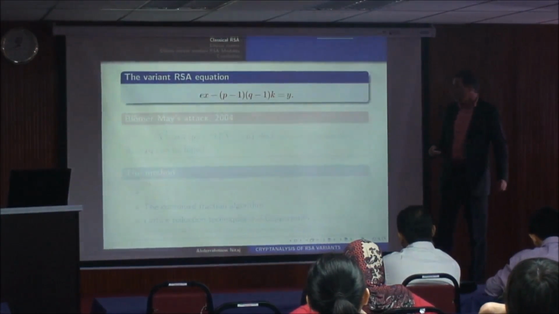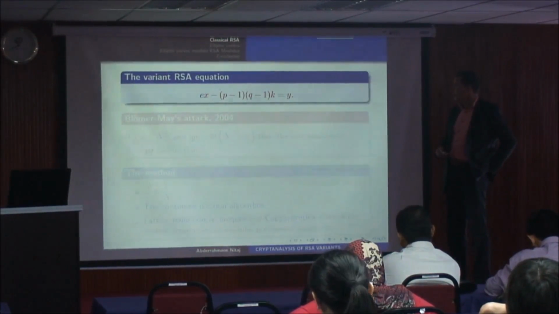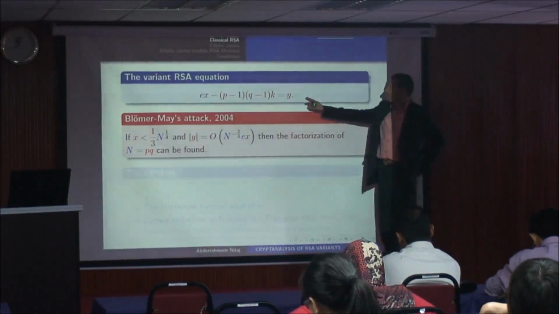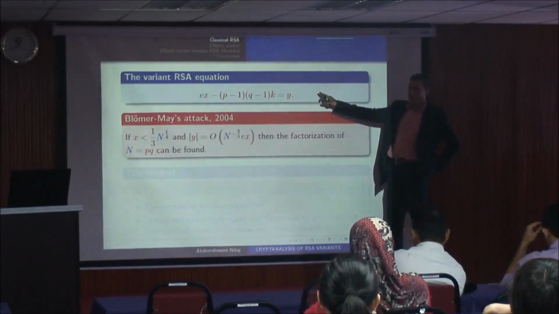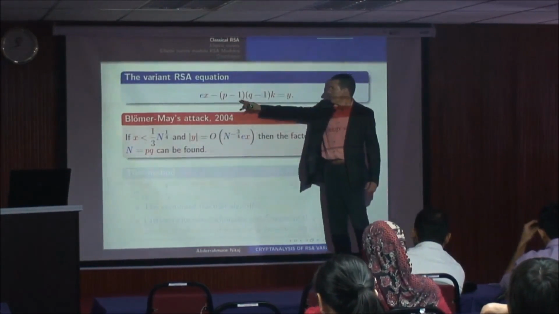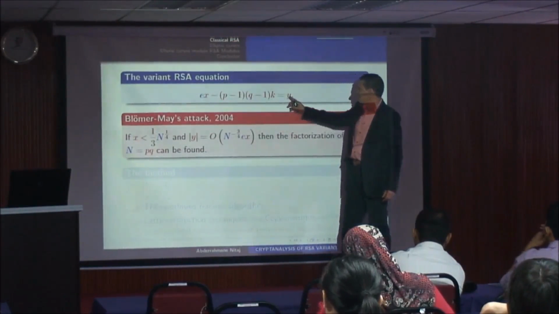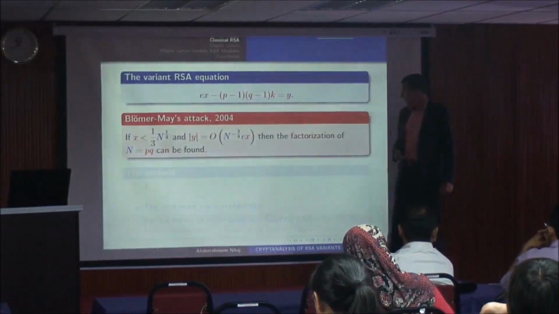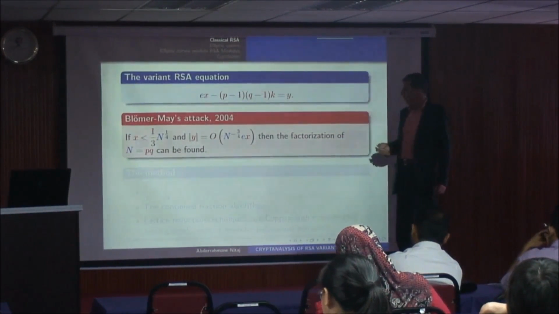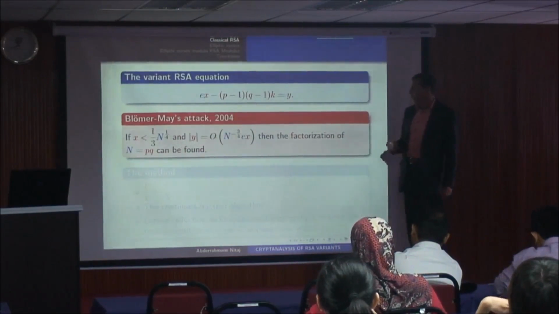So also there are many variant RSA equations. For example, this equation is a variant of RSA key equations. Here we have a similar equation, but in this equation we have values y, and if we can solve this equation in a similar way, we can find the value of p and the value of q.